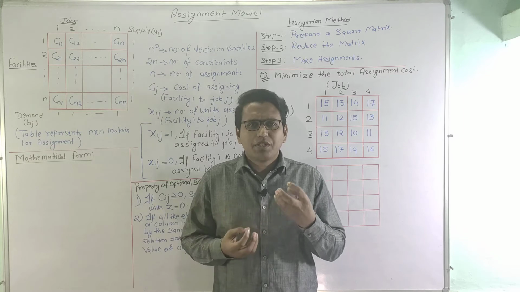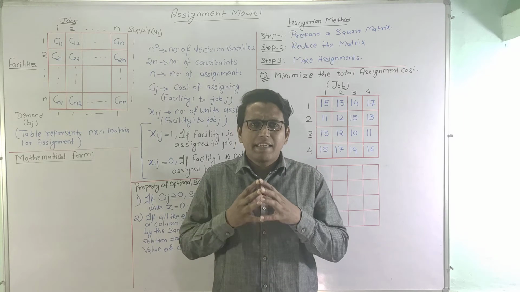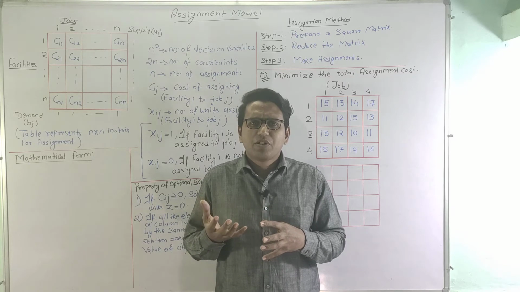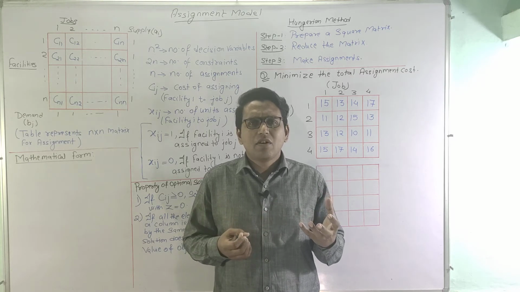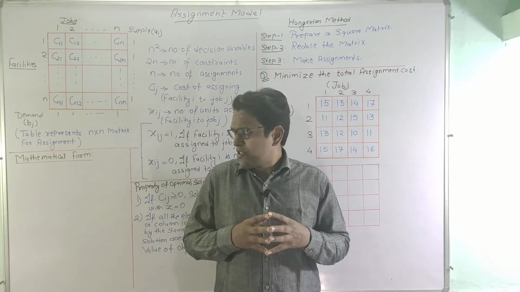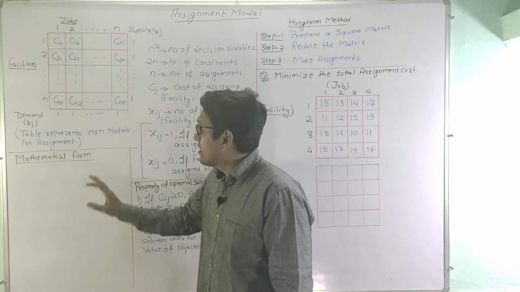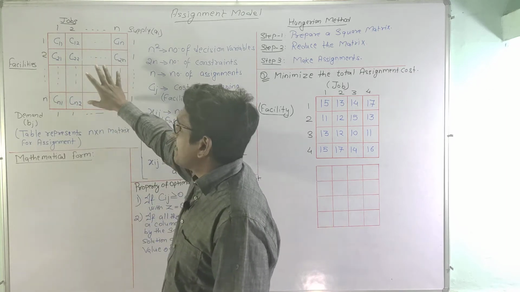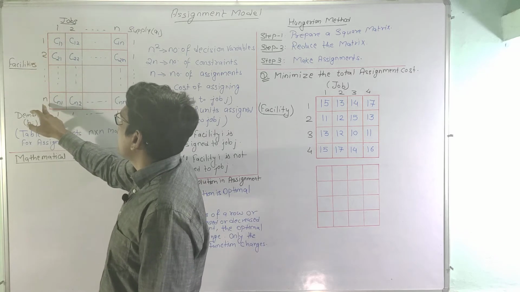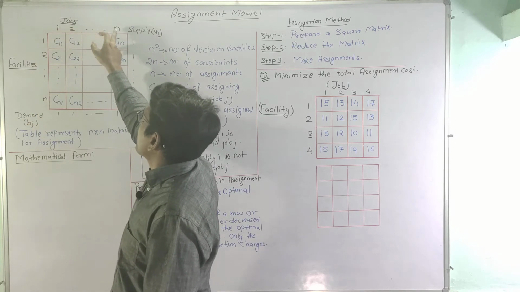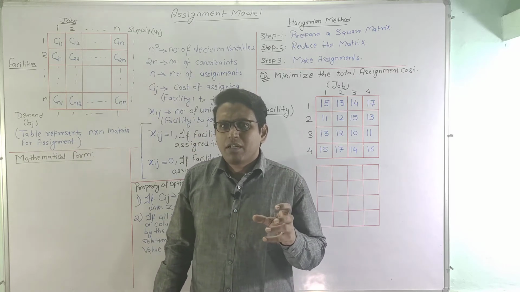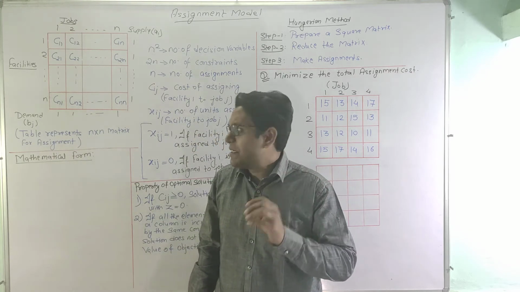So suddenly the question pops up into the mind that when we already have a proper method for solving transportation problem, why is there a need of an assignment problem? We will see into all these factors. Here the cost matrix has been given, where there are n number of facilities and n number of jobs. So the first prerequisite for an assignment model is to have an n cross n matrix.